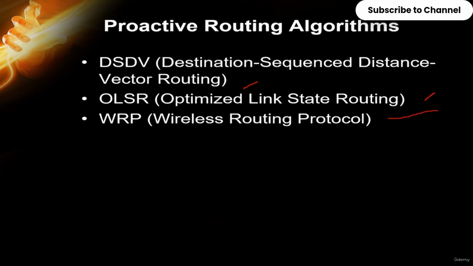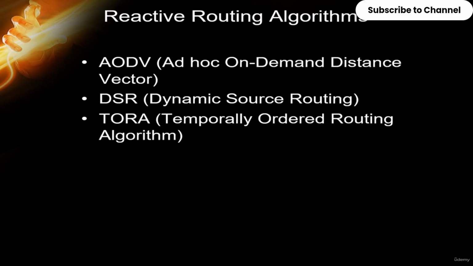So these are the proactive routing algorithms. Now we will see reactive routing algorithms. In reactive routing algorithms, the first algorithm is the ad hoc on-demand distance vector routing algorithm. Ad hoc on-demand distance vector routing is an on-demand distance vector protocol.